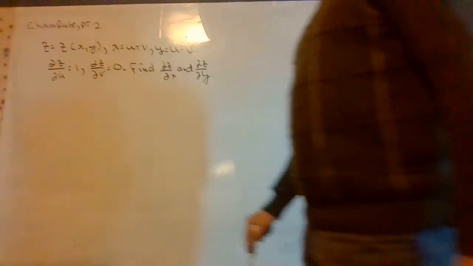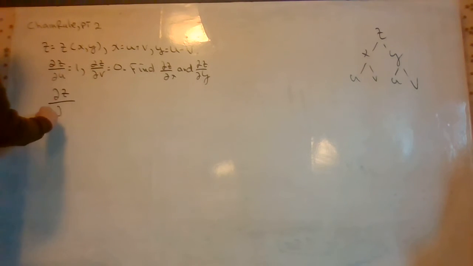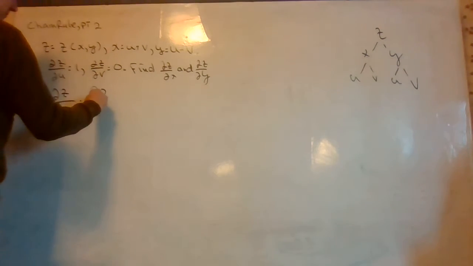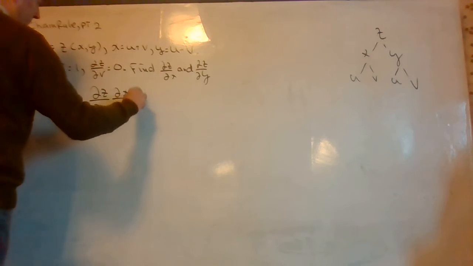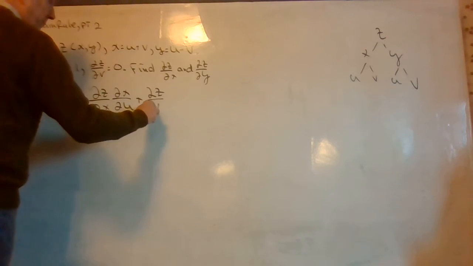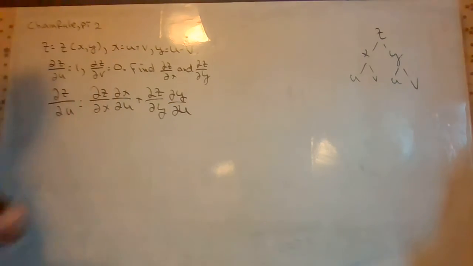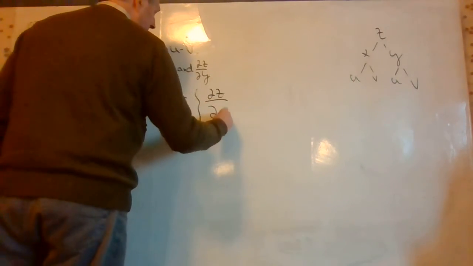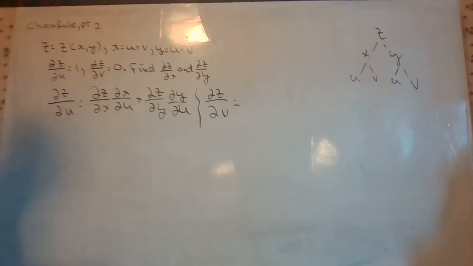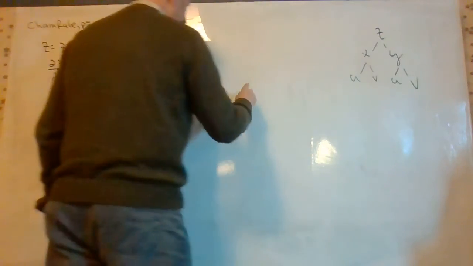And then let's write out the partial derivative relationships. Partial of z with respect to u is partial of z with respect to x, partial of x with respect to u, plus partial of z with respect to y, partial of y with respect to u. That's 1. The second partial derivative relationship is partial of z with respect to v, and we can do z sub x, x sub v, z sub y, y sub v.